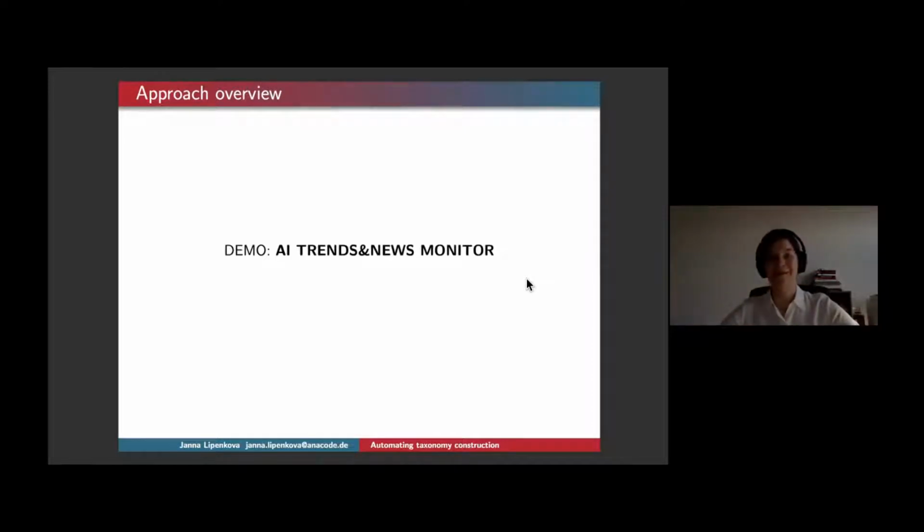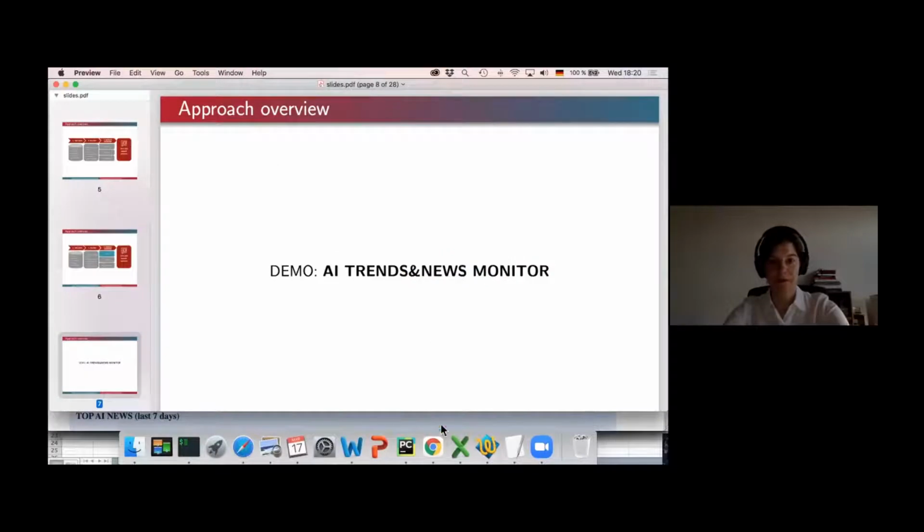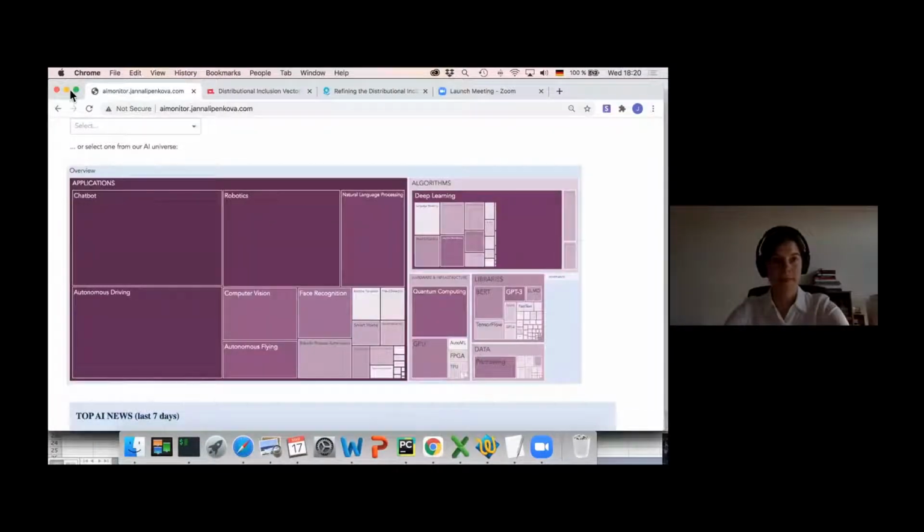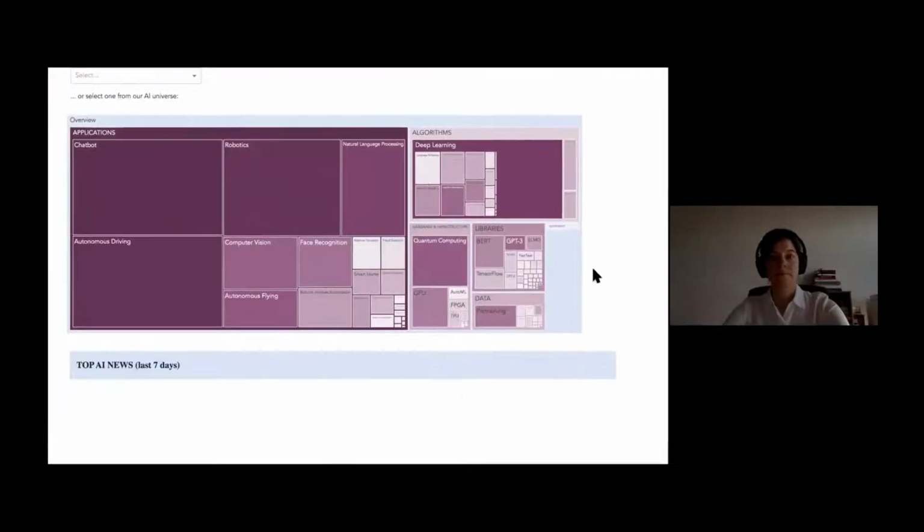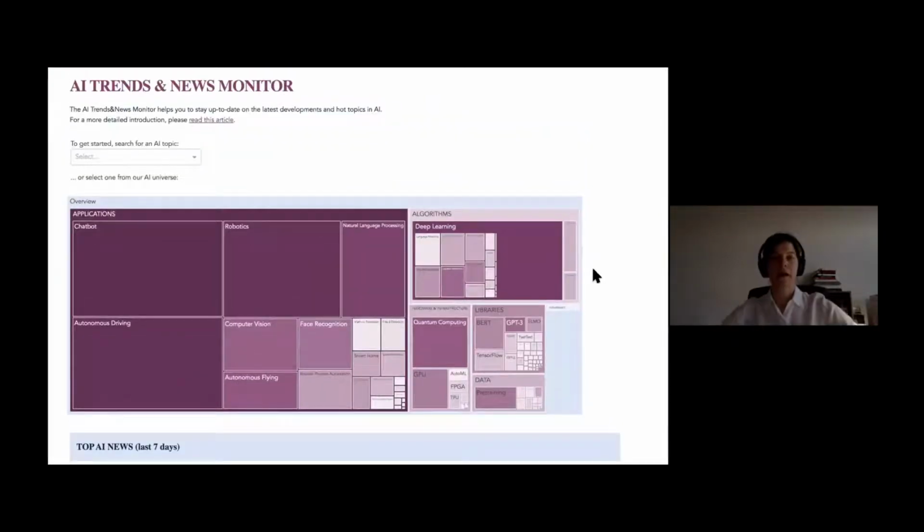because it really allows you, for those who are interested in AI, to get an overview over the AI domain, but then also to zoom in into specific topics. So I'll switch to my browser. This would be the interface.